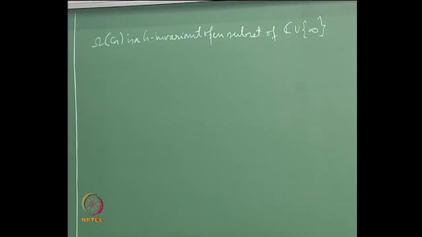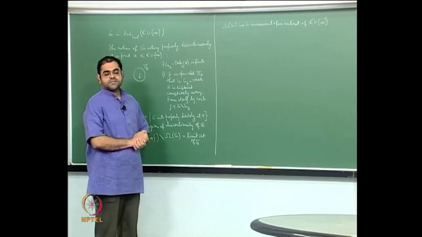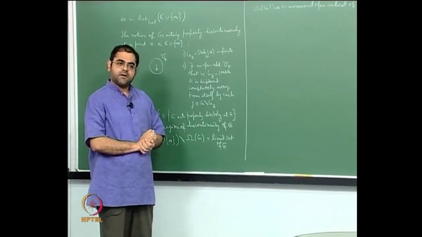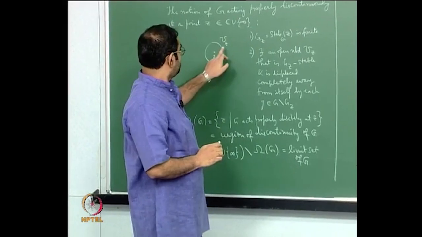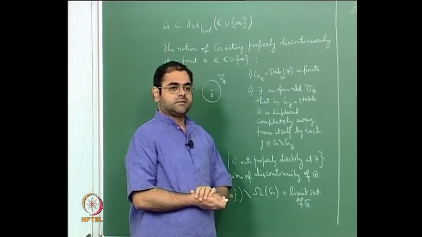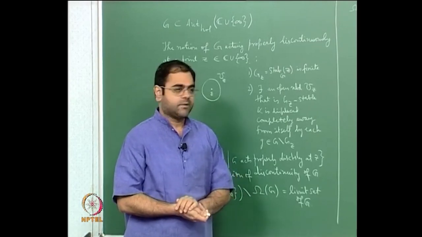We proved that it's a G invariant open subset of C union infinity, and in fact this is very easy to see when you are looking at points of omega of G which have trivial stabilizers. For points of omega of G which have non-trivial stabilizers, if you remember, we used Schwarz's lemma and the Riemann mapping theorem to get a picture of how the action of the stabilizer on that neighborhood looks. And there was a lemma which said that the action looks like the action of a finite group of rotations on the unit disk.